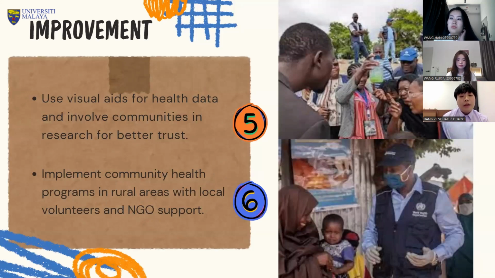Furthermore, make the health data clearer and easier for them to understand. Last but not least, implement community health programs in rural areas with the support of local volunteers and by working with NGOs. It can reduce the sense of distance. Next page, please.